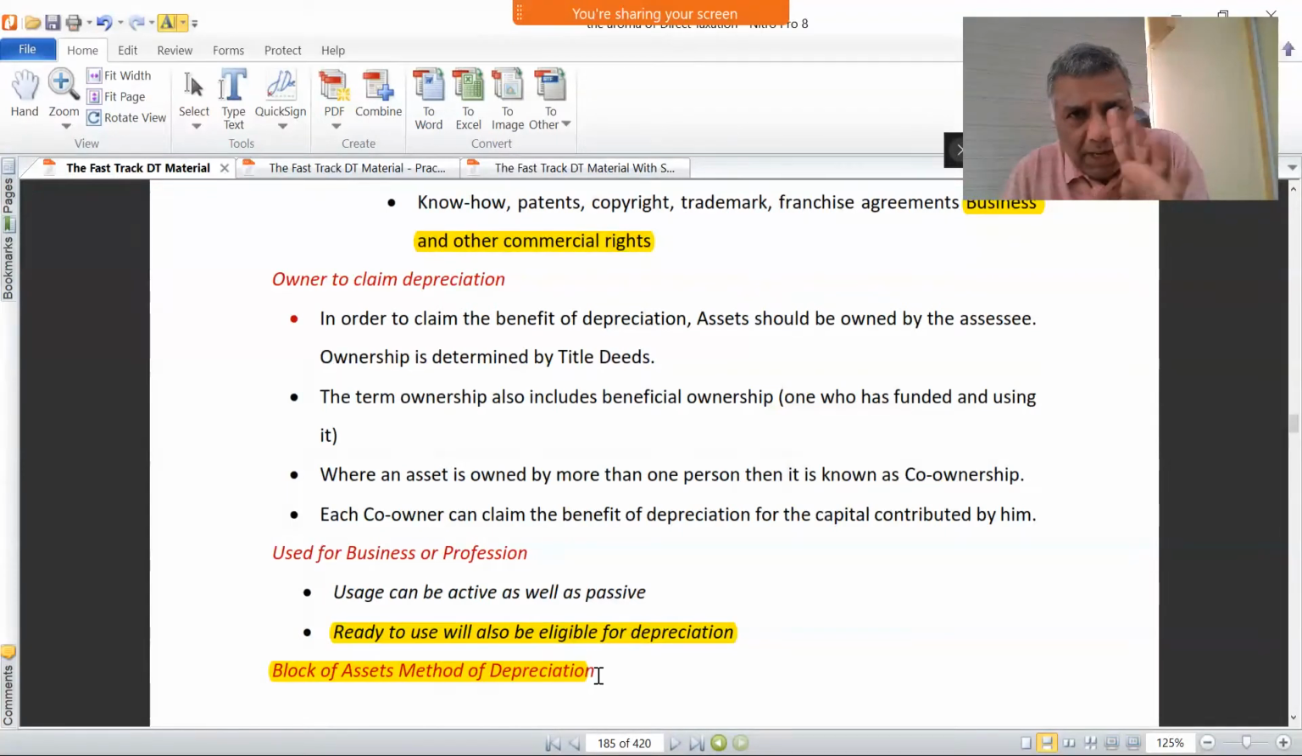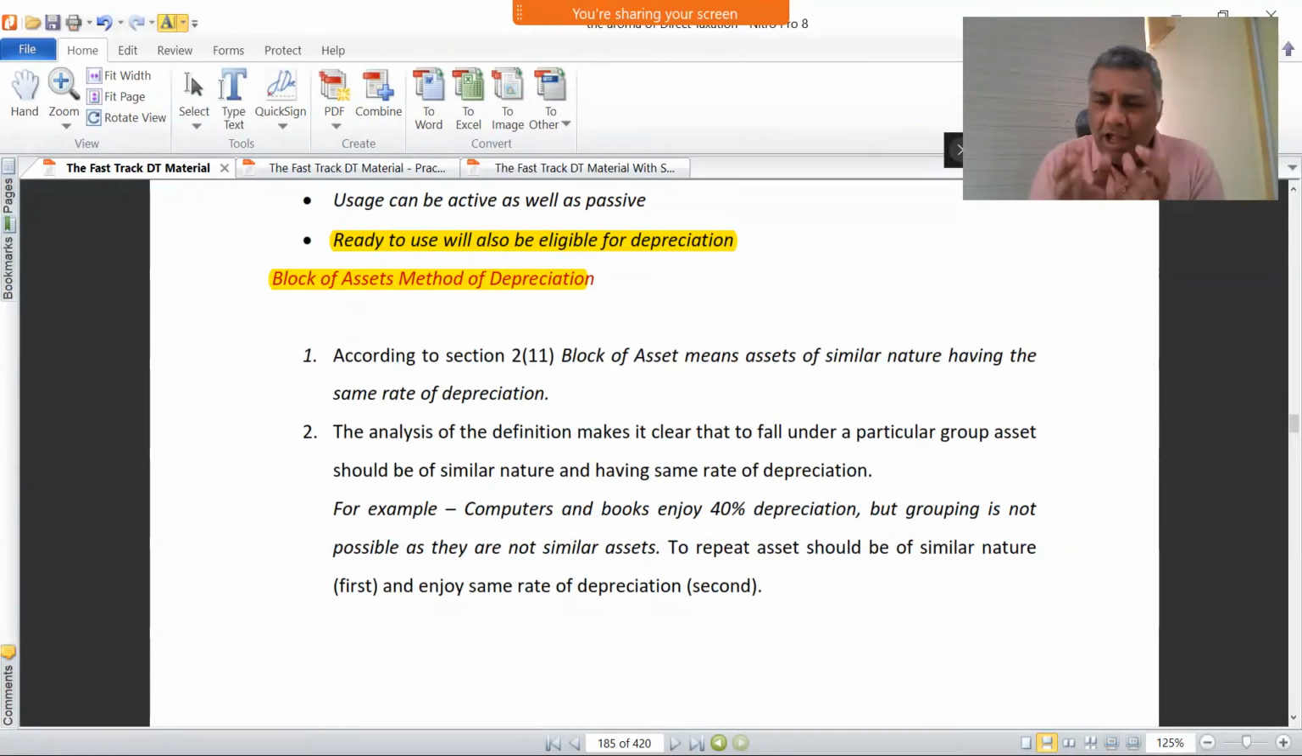Not on individual assets. Assets of similar nature having the same rate of depreciation will be grouped, and on the group balance depreciation is claimed. So if there are 100 computers put together, it is known as a group of computers. 10 vehicles put together are known as a block of vehicles. 3 factory buildings put together are known as a block of factory buildings. And on the group balance only, depreciation will be claimed.